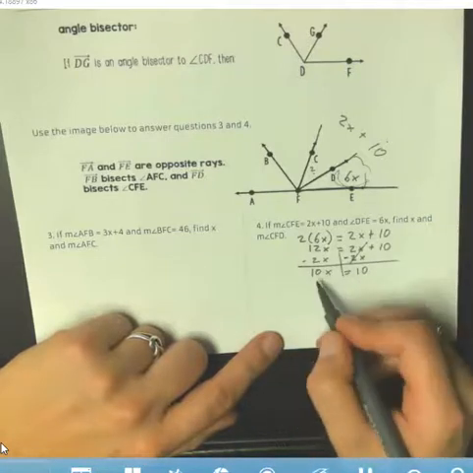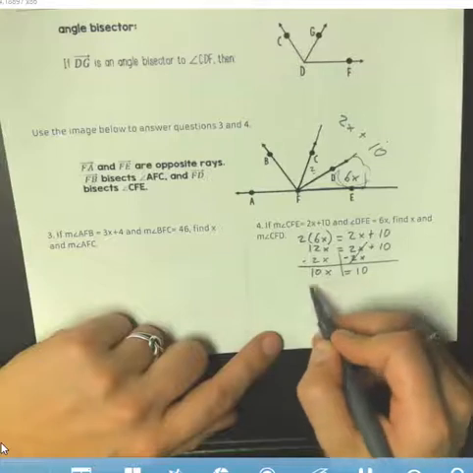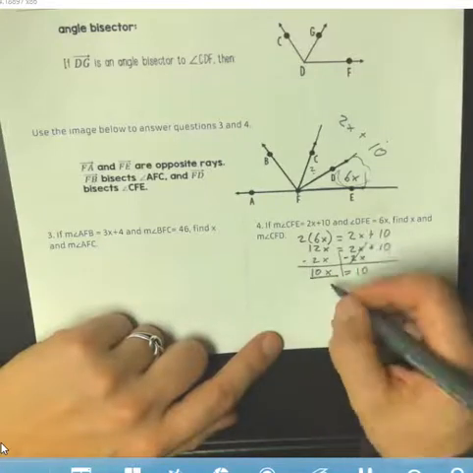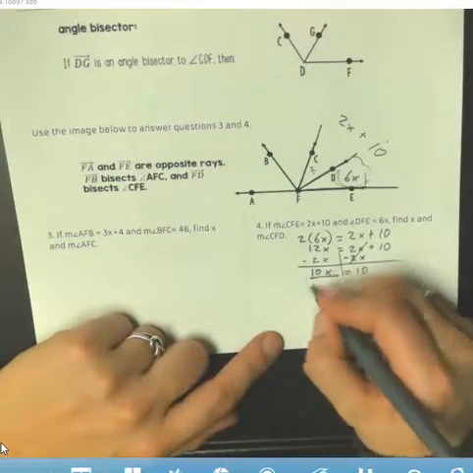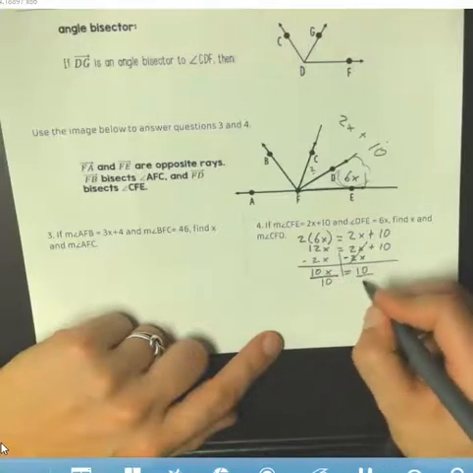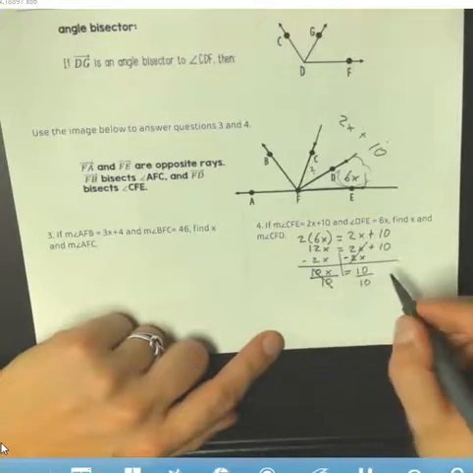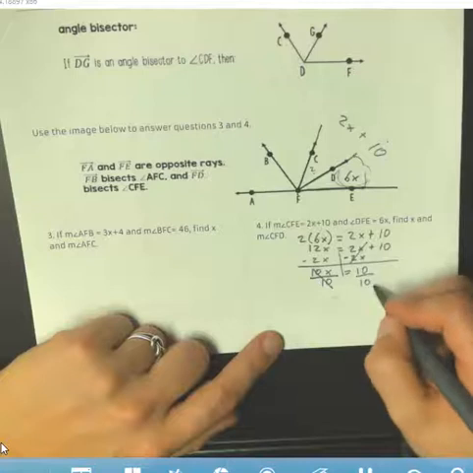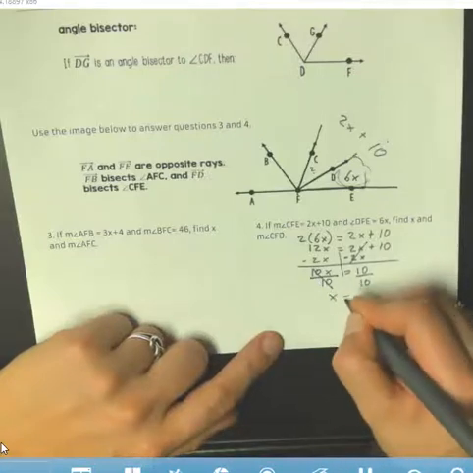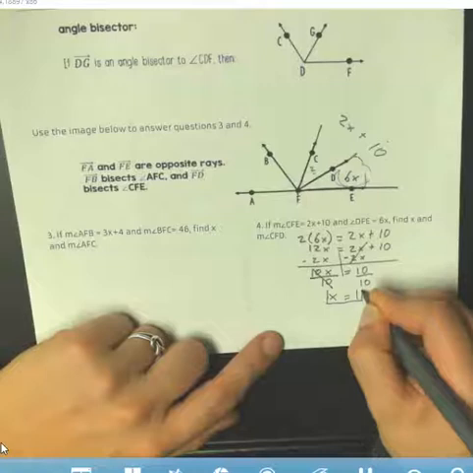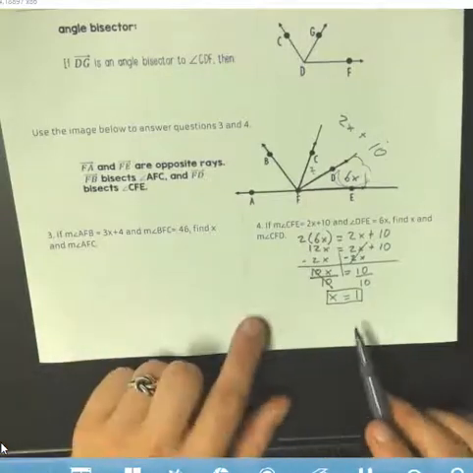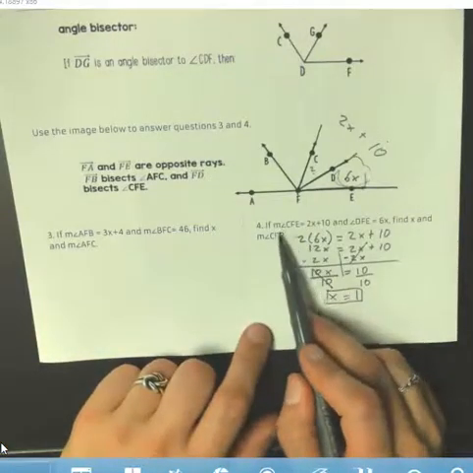We still have that 10 in front of the x, so 10 multiplied by x. Doing the opposite would be dividing by 10. So I'm going to divide by 10, divide by 10. That goes to 1. This also goes to 1, so x equals 1. Is that our final answer? Are we done? No, it also asked us for the measure of angle CFD.